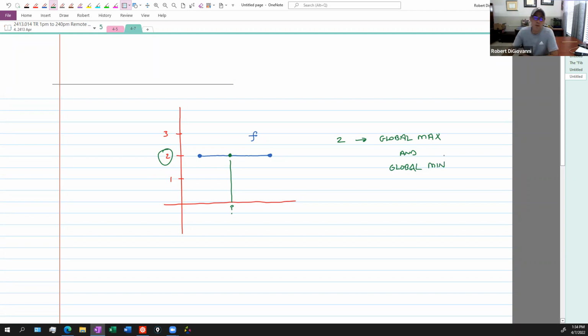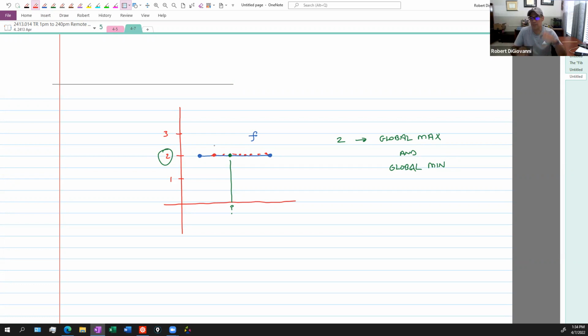which is strange. This would only happen if you had a horizontal line. It only works for a horizontal line. I'm just trying to illustrate to you the definition. By definition, 2 is both the global max and the global min. And every point on here is a local max and a local min as well. Give me any point, I don't care where it is. Any point on here would be a local max and local min, because it's higher than or equal to every other point or lower than or equal to every point.